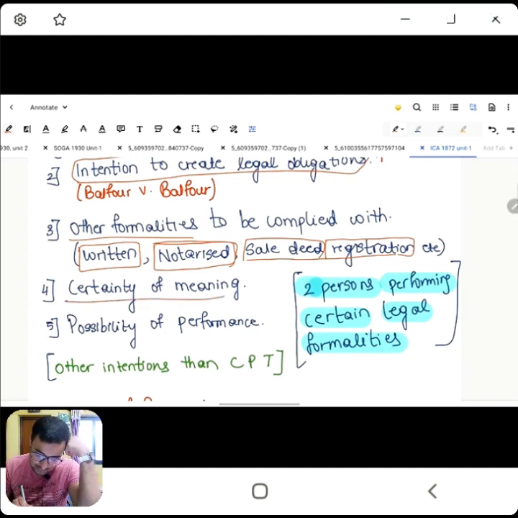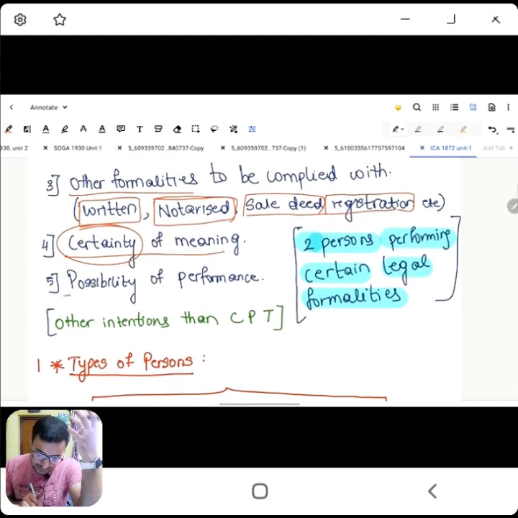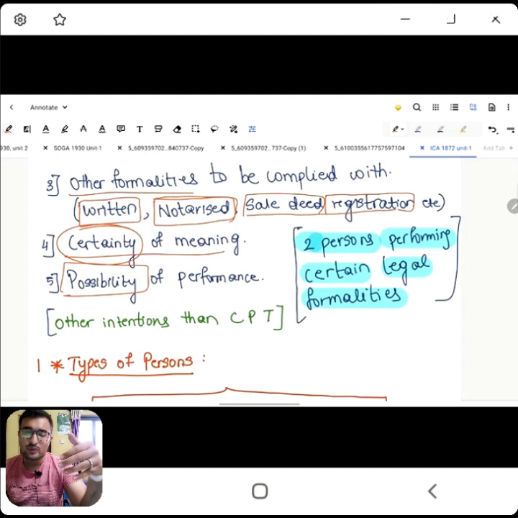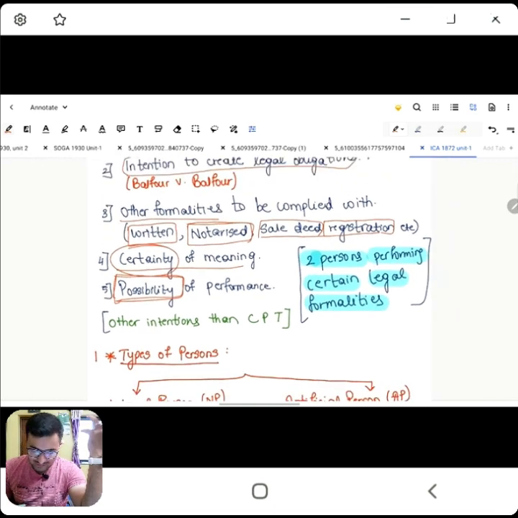There has to be certainty of meaning. I cannot enter into a contract saying that I will sell books to you. There is nothing certain here. Which books are you talking about? Which author? What subject? What price? The things that you're entering into a contract for have to be certain. And lastly, they have to be possible. I cannot enter into a contract saying that I'll arrange a meeting for you with God the Almighty, or that I'll bring stars from the galaxy to you. These are impossible things to do. Therefore they have to be possible. So these are some additional points which are very, very logical.